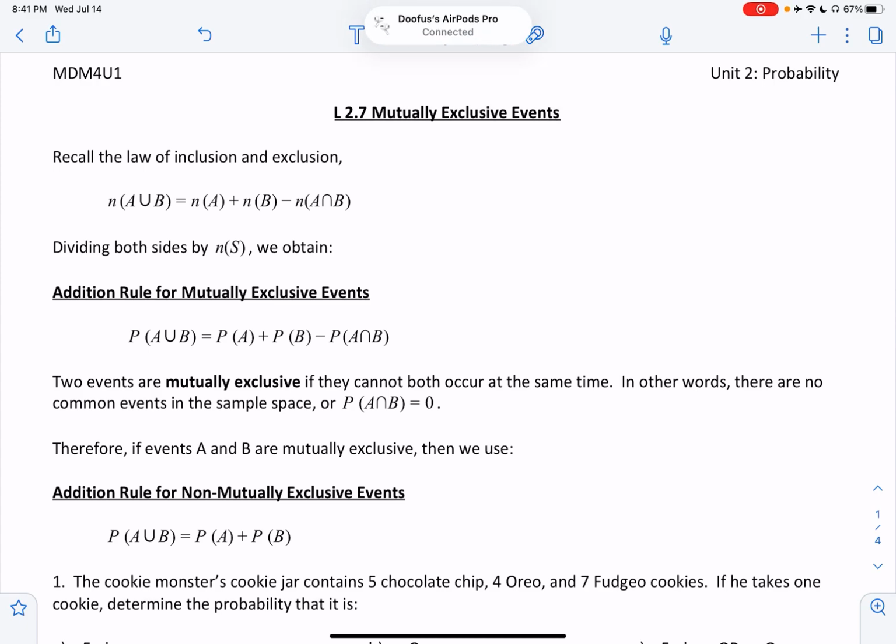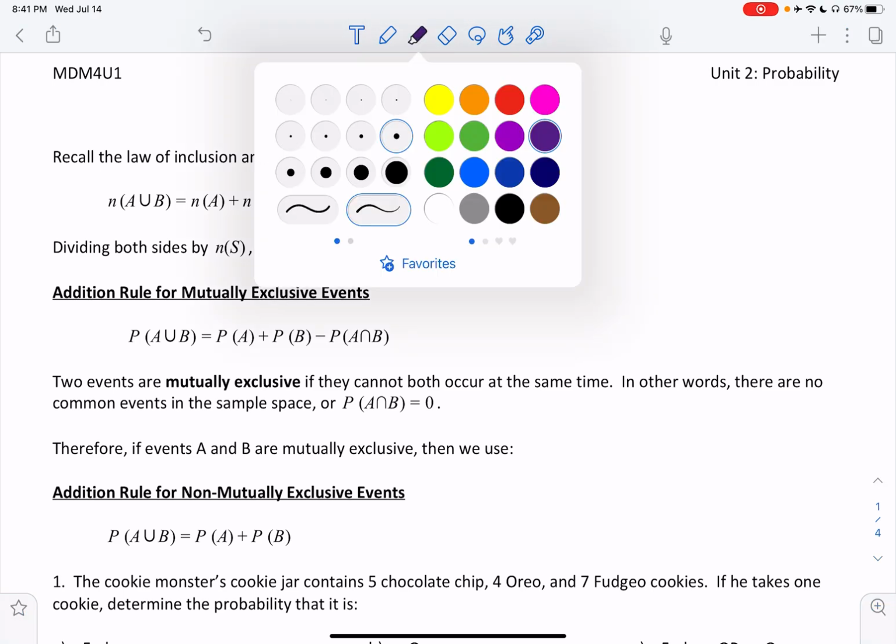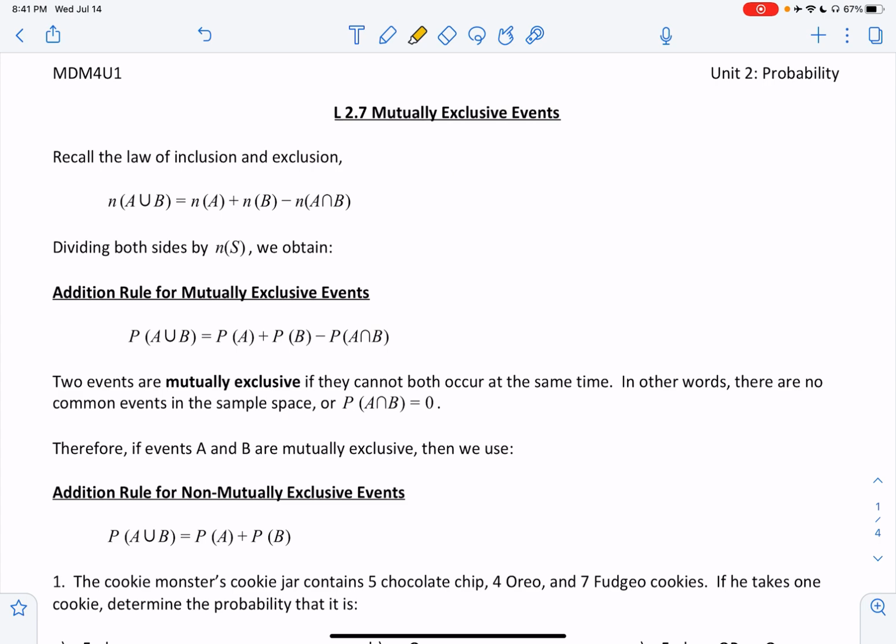For this lesson, we're going to be looking at mutually exclusive events. So, to get started, let's briefly recall the law of inclusion and exclusion. And this is really how we determine all of those numbers in Venn diagrams using this law.